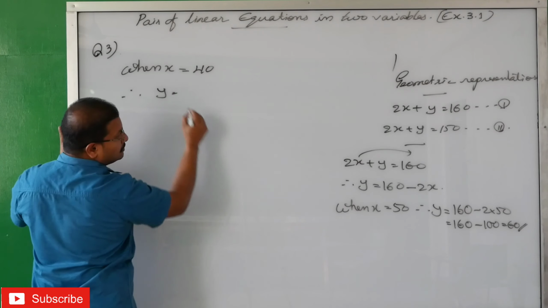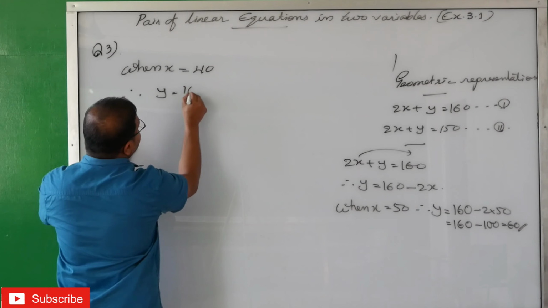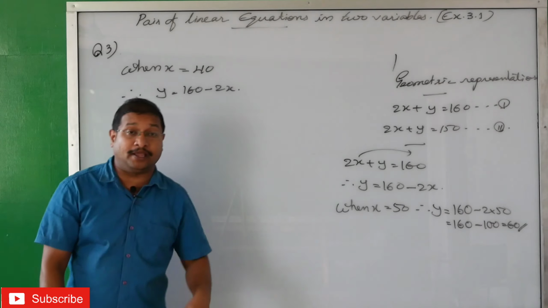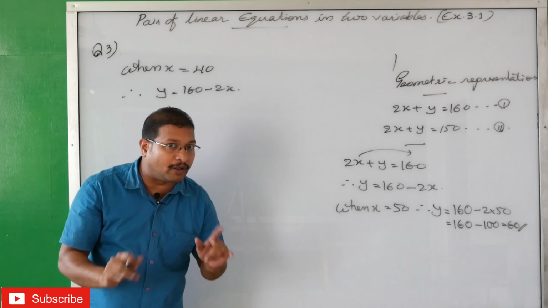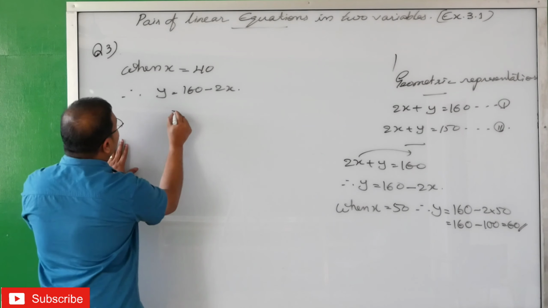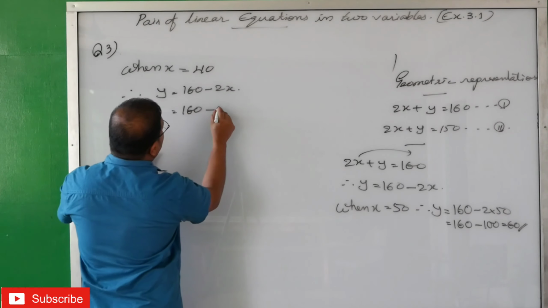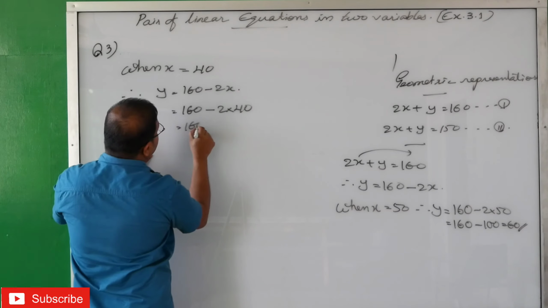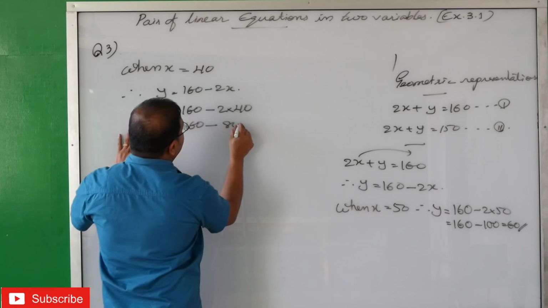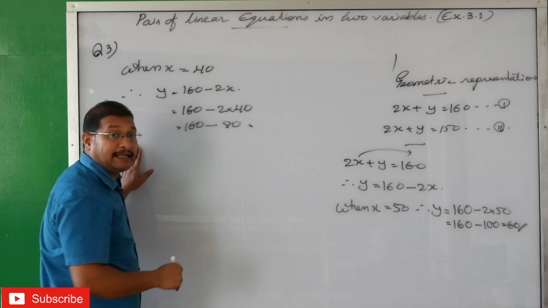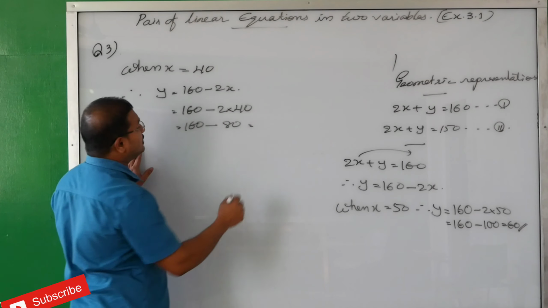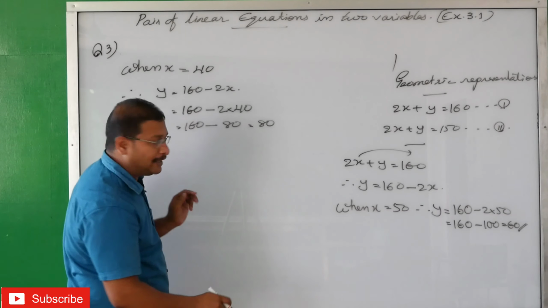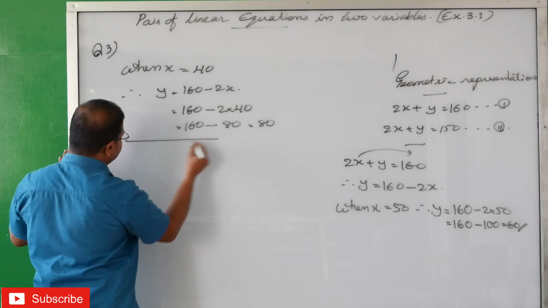Therefore, y equals 160 minus 2x. The value of x I am putting here is 40. You can put any value, no problem. Ready? So, this equals 160 minus 2 into the value of x, what we put? 40. Equals 160 minus 2 into 40, which is 80, equals 160 minus 80. How much? Yes, 80, isn't it? So we got both values now, so we can go for the table.